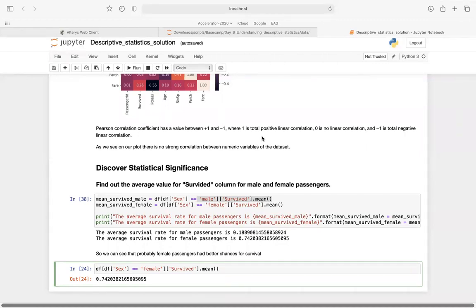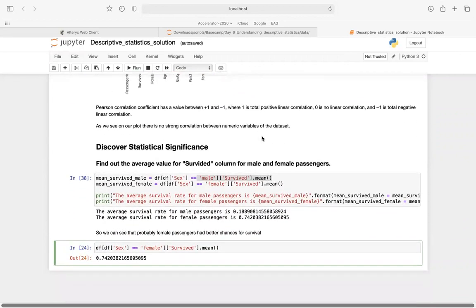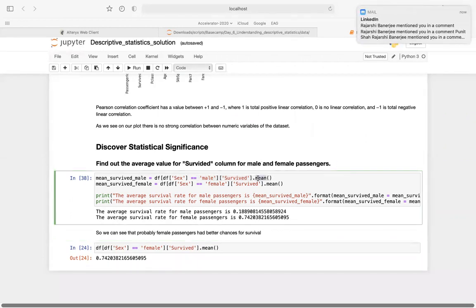Yeah, Puneet. Hello. Puneet, this line where we are finding out the mean of survived males. How does Python interpret that we are talking about value one? So we are not talking about value one, right? We are just saying mean. So what would mean do? Oh, okay. We are just talking about mean. Yeah, I hope that answers your question. Okay, thanks.